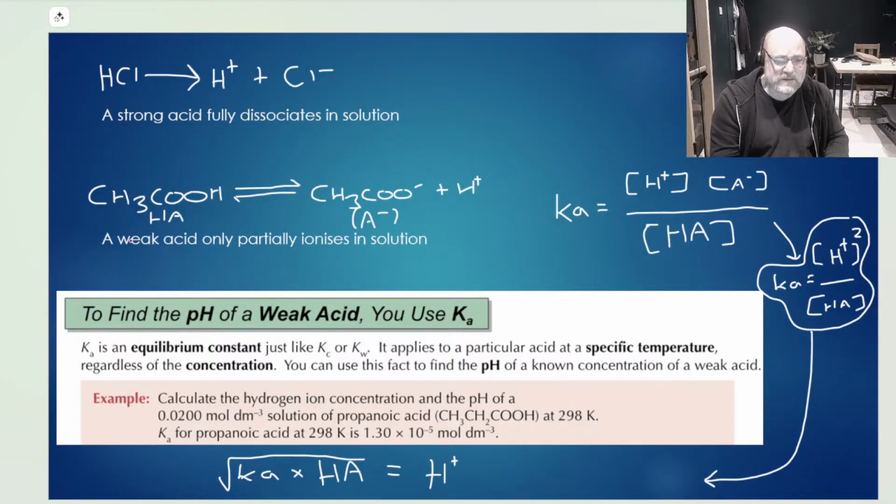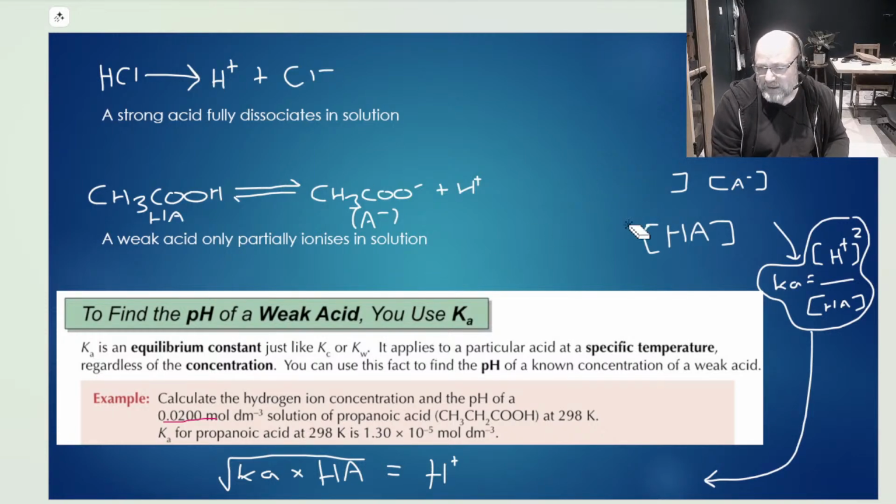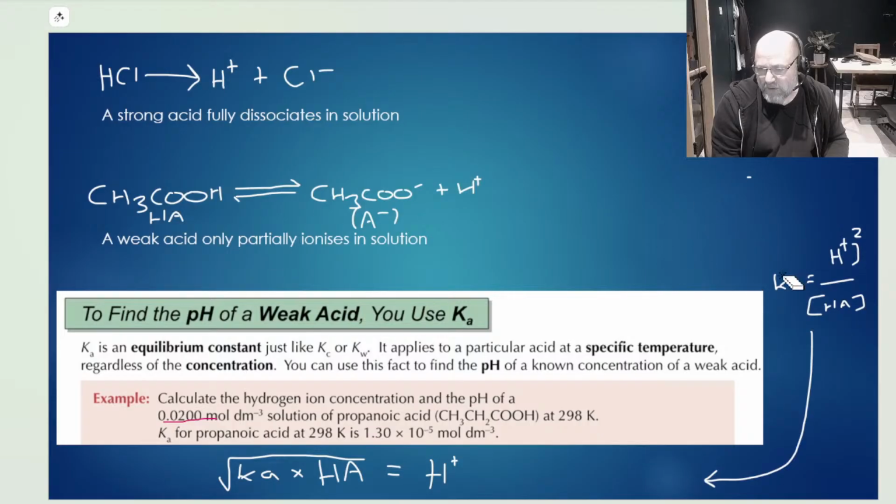So if we have a look at this particular question, we've been told what is the pH of this propanoic acid at 298K. The Ka is 1.3 times 10 to the minus 5. So see if you can do that. I think Marwa's already bust that out. Let me go through and I'll show you what we've got to do here, and then you can see if you got it right. Obviously, you're going to minus log that at the end.